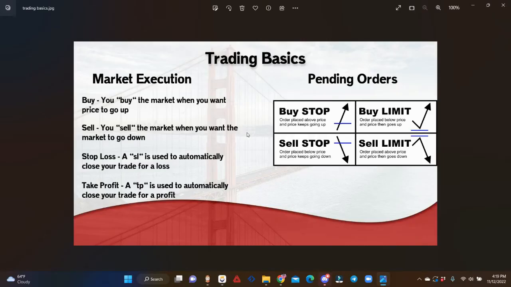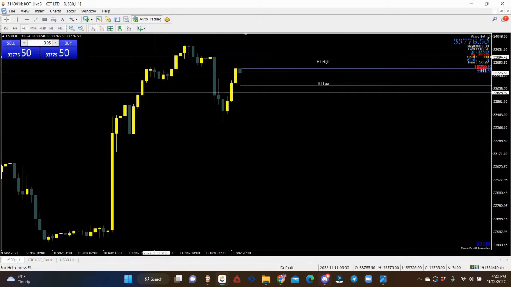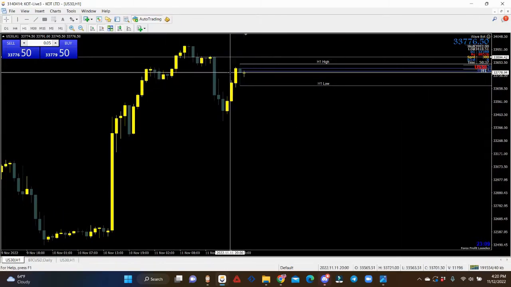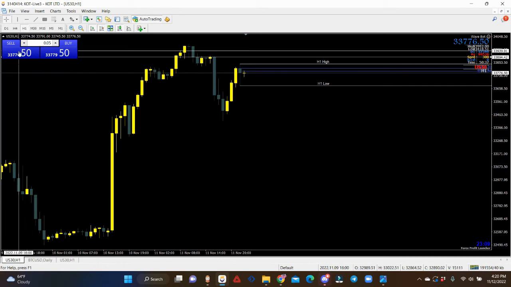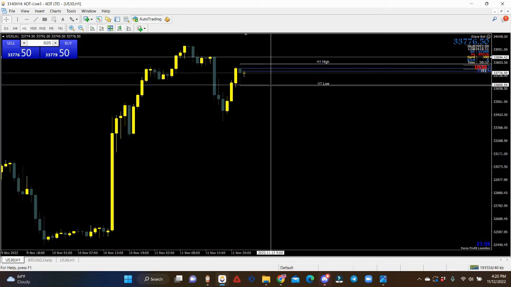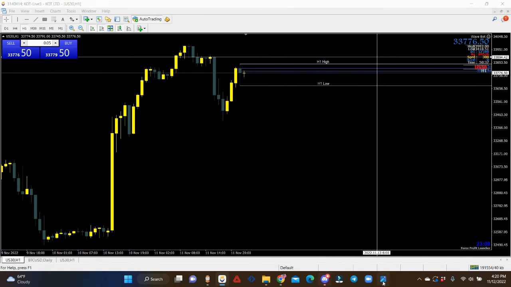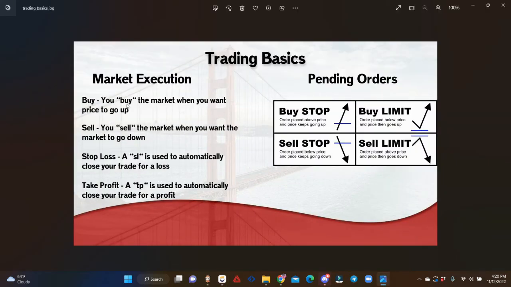All right, one of the last things that we're going to talk about are the different types of trades. This is the trading basics. You have market execution, and then you have pending orders. What is a market execution trade? A market execution trade is pretty much what I just explained, where you get in at the market where it currently is. If I want to buy it right now and I click buy, boom, that's market execution. If I want to sell it right now, I click sell. That's market execution. You're literally getting in wherever the market is currently at. Remember, when you buy the market, you want the market to go up. When you sell the market, you want it to go down.